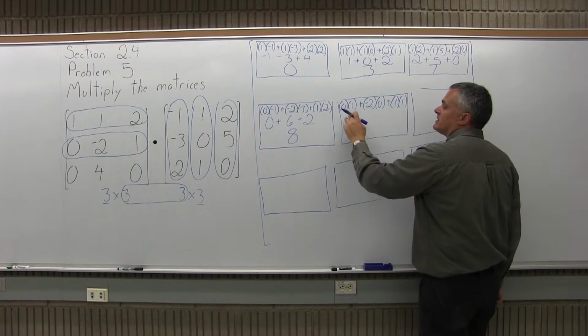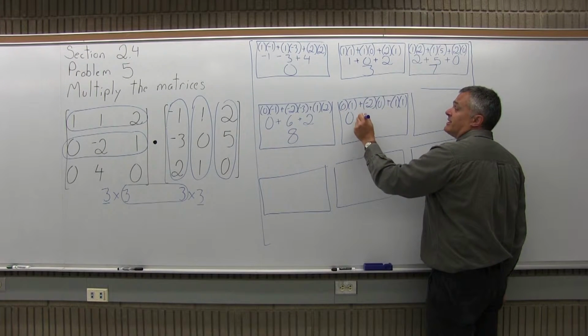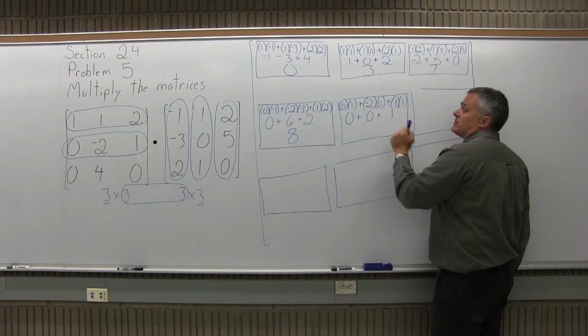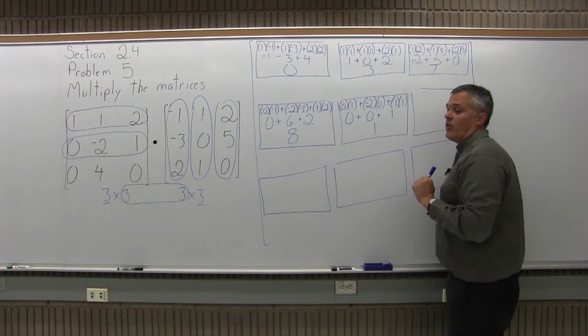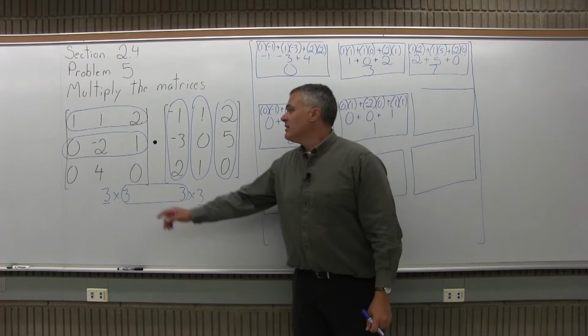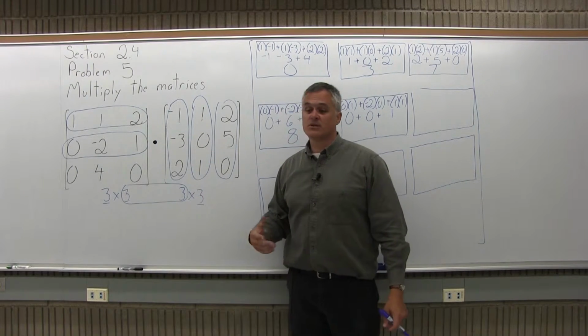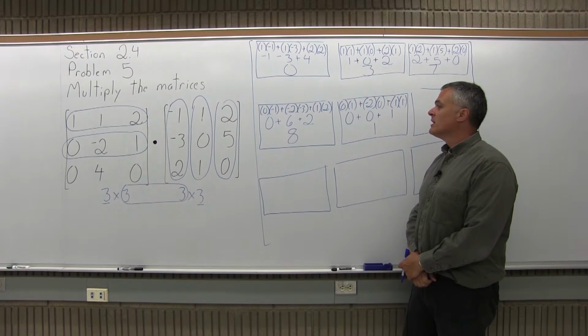And when you do that work, first times first, 0 times 1 is 0. The middle times the middle, negative 2 times 0 is 0 again. And then last times last, 1 times 1 is 1. And when you add those results, 0 plus 1, you get 1. And again, I multiplied the middle row of the first matrix times the middle column of the second matrix. The result I got went in the middle row and middle column of the solution.